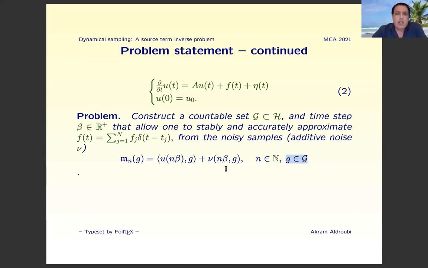And we want to construct this set G and the time step beta so that from these space-time samples, we want to be able to recover well, or at least have an approximation and a stable approximation of our burst term. So we want to be able to recover our burst term from these measurements. So this is the problem. It's a constructive problem. Can we find such a frame and such a beta?